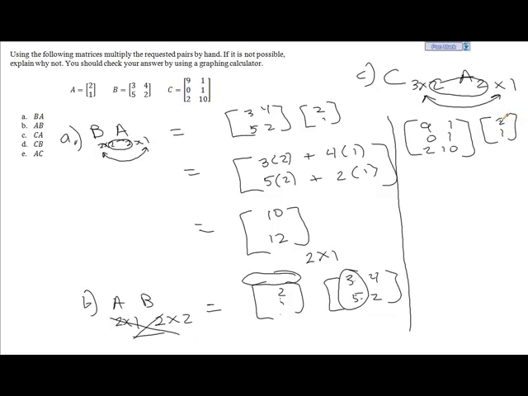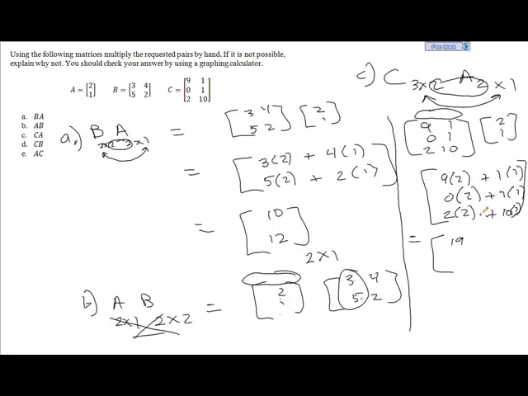This can be performed because as I drop this sideways, the 2 is going to come down this column, the 1 is going to come down this column, and every time we multiply and add, we form a new row. So we'll have 9 times 2 plus 1 times 1, 0 times 2 plus 1 times 1, and 2 times 2 plus 10 times 1. What does that amount to? We get 18 plus 1 is 19. 0 plus 1 is 1. 4 plus 10 is 14. And so there's our resulting 3 by 1 matrix that we expect.